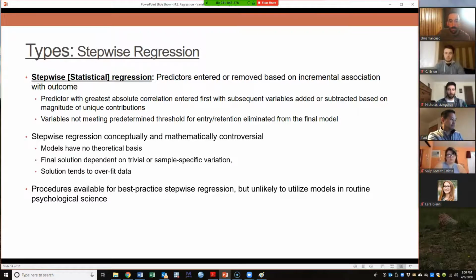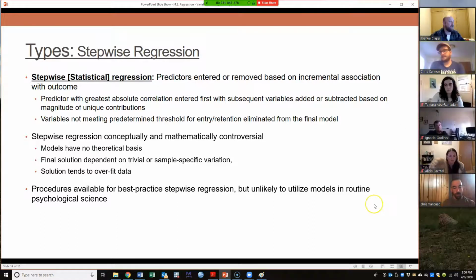These types of models are incredibly controversial, okay, for a number of reasons. One, there's no theoretical basis to this model. We're just throwing stuff out there and seeing what sticks, right? So there's no theoretical or conceptual basis for why these variables. I'm just seeing what's predicting, right? And I might find that a seemingly random variable has some predictive value. It is in my model. It makes no sense. Who knows why it's in there?